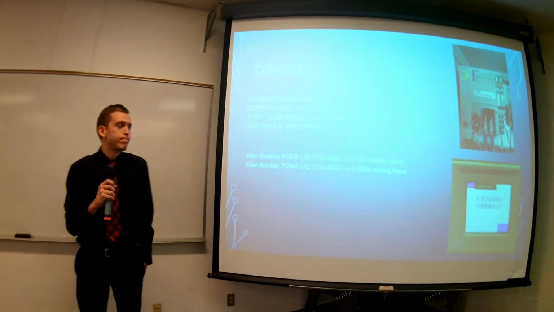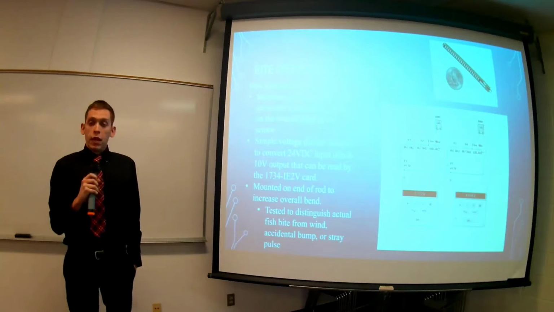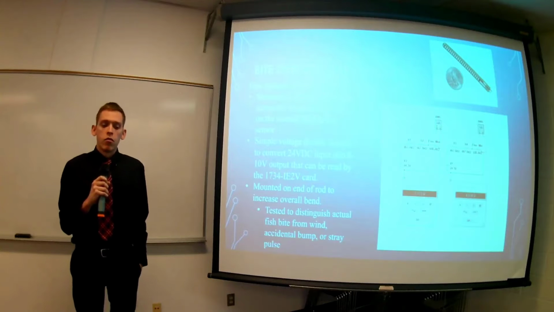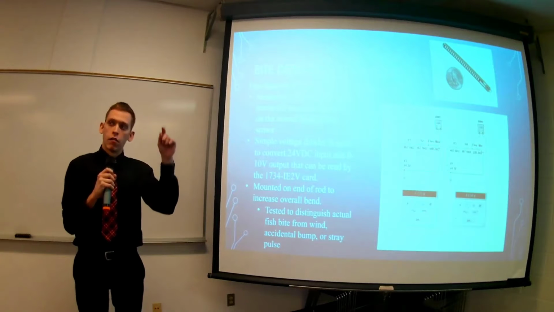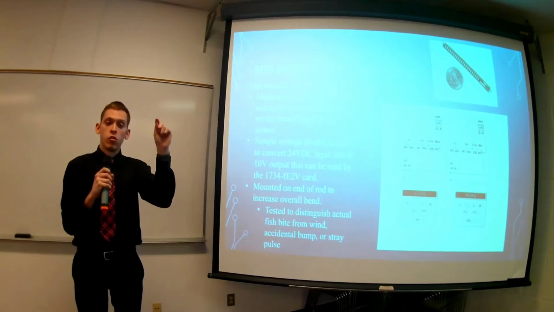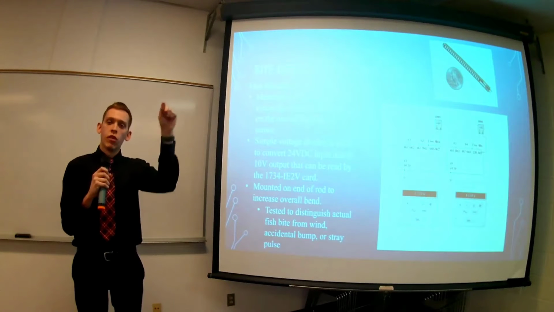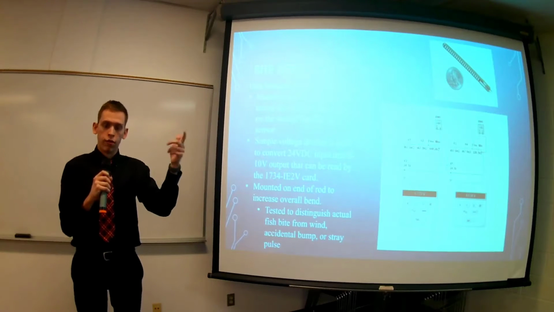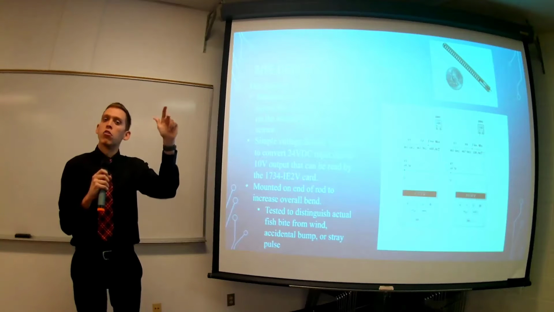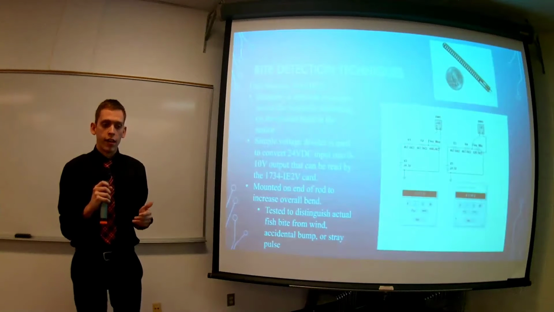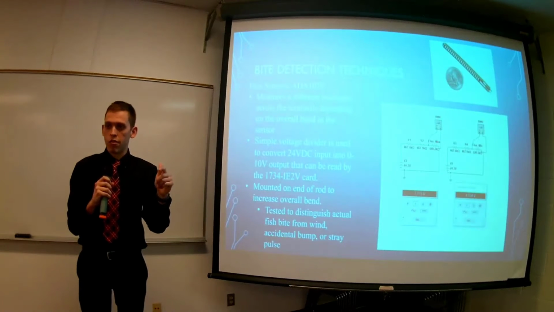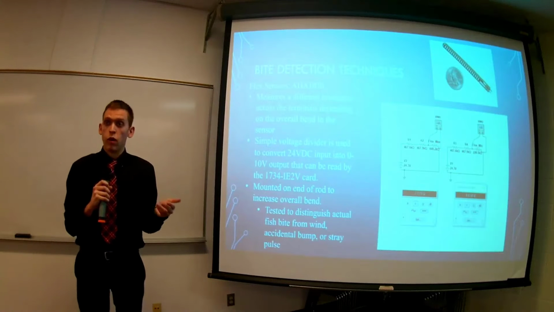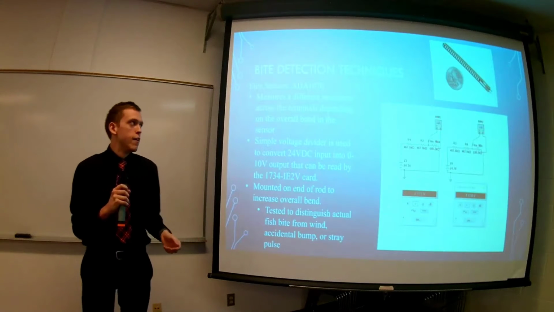So to be able to detect a fish bite, we ended up using this thing called a flex sensor. What it is, we have it mounted on the very end of our fishing rod. We actually have a little bit of the fishing rod taken off and replaced with the flex sensor, and then some of the line going through the eyelet connected to the flex sensor itself to help increase the overall bend of it. Basically it changes the output resistance value based on how much you bend the sensor. So that's how we're able to detect when a fish is biting on the end of the line.